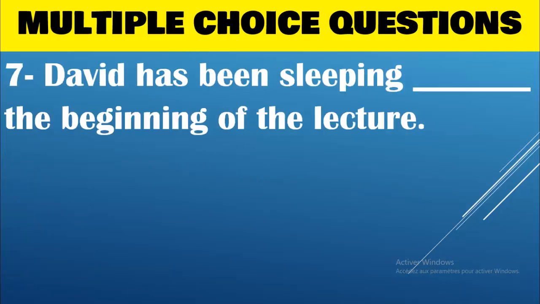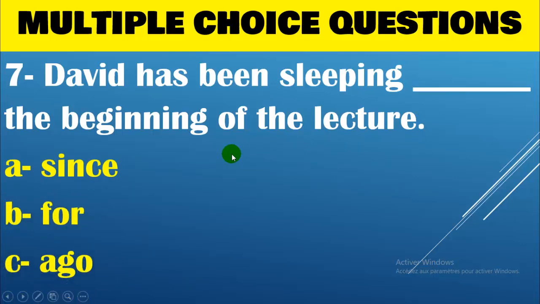Number 7, David has been sleeping the beginning of the lecture. Donc, David dort depuis le commencement de la conférence. Un lecture, c'est une conférence. Donc, c'est un faux ami. C'est pas lecture. Lecture, c'est reading en anglais. A lecture, une conférence. Since, for, ago, David has been sleeping since le commencement, the beginning of the lecture.